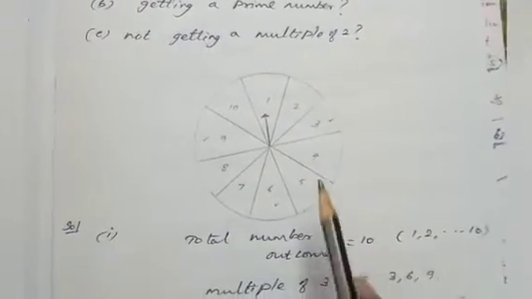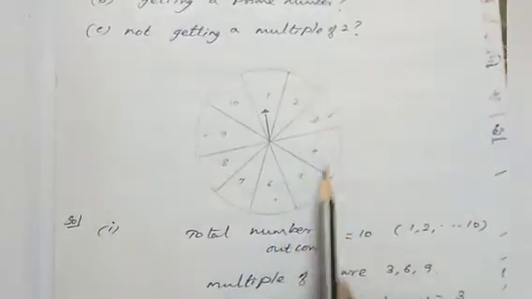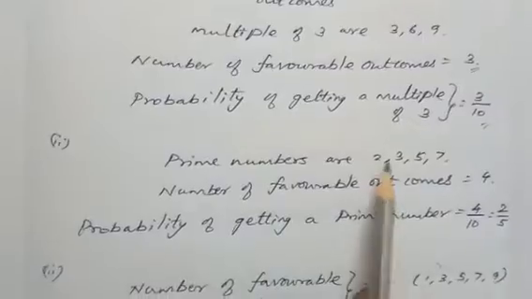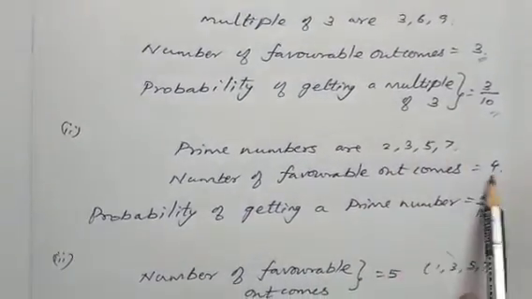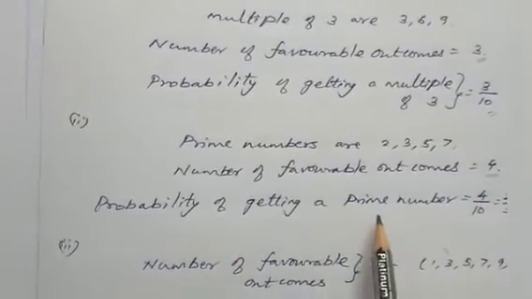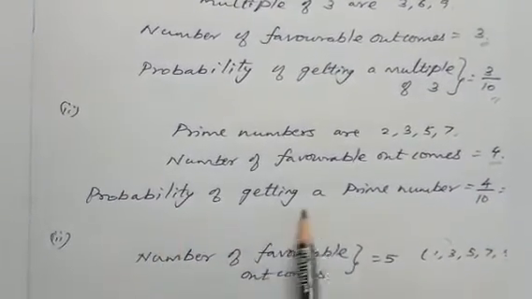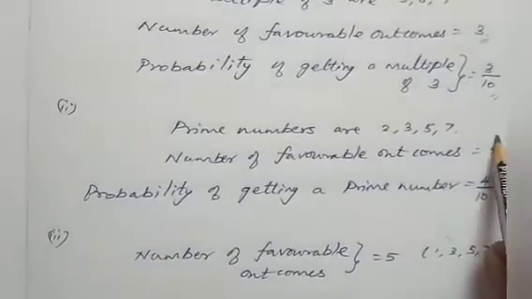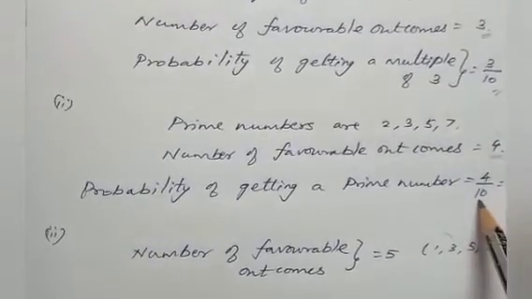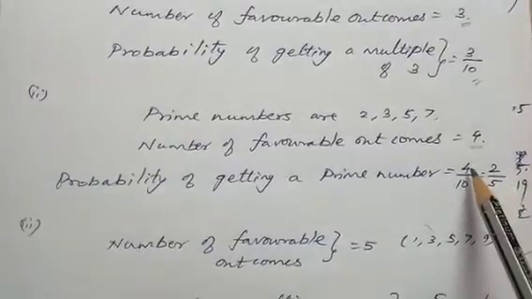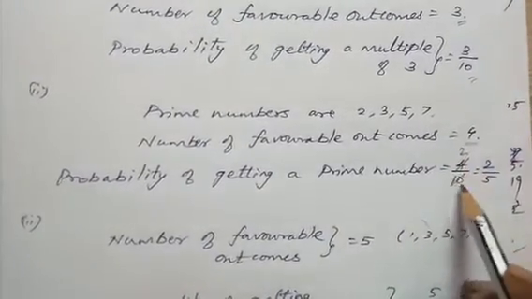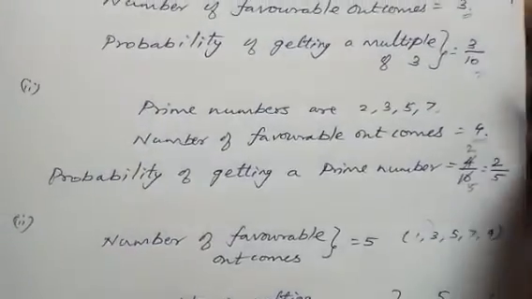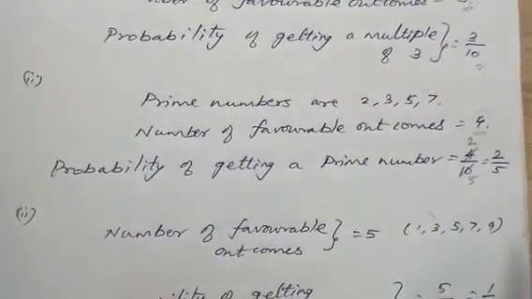So the second question is getting a prime number from 1 to 10. The prime numbers are 2, 3, 5 and 7. So the number of favorable outcomes is 4. So the probability of getting a prime number is the number of favorable outcomes divided by the total number of outcomes. So 4 divided by 10. Now you have to simplify. 2 2s are 4, 5 2s are 10. So the answer is 2 divided by 5.